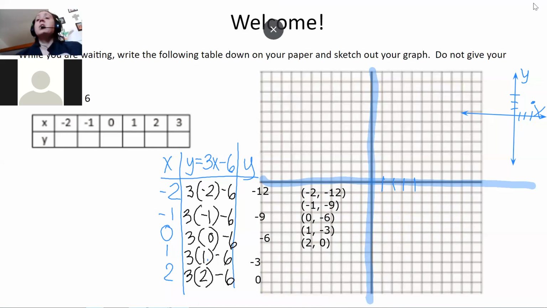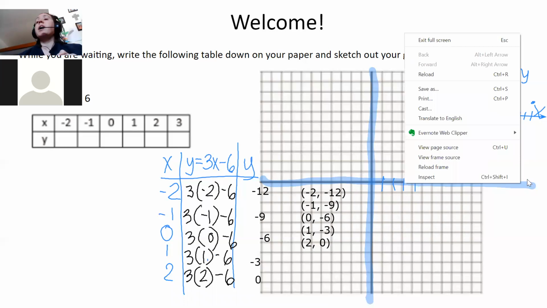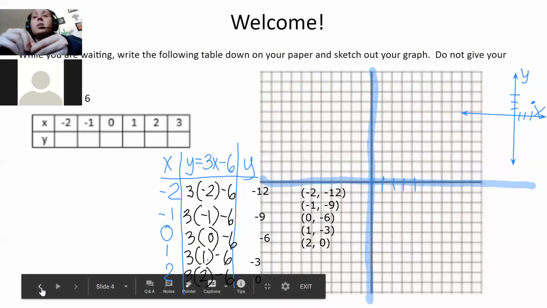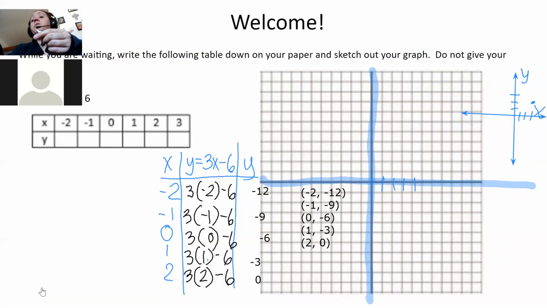Okay. What do you guys think? Do you remember how to graph? The horizontal is X, the vertical is Y. Oh, I just changed the slide. Hold on, I'll go back. Okay. What do you think? Who can graph? And then we can flip around. We don't need to start with -2, -12. Let's graph 2, 0. Where would that be? 2 on the X and 0 on the Y.